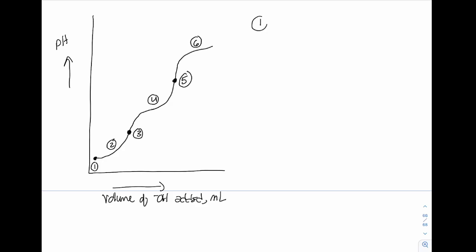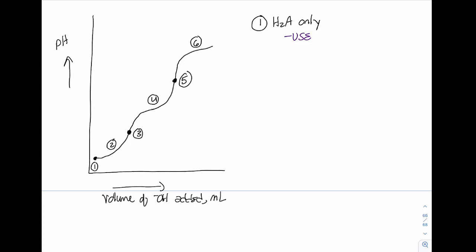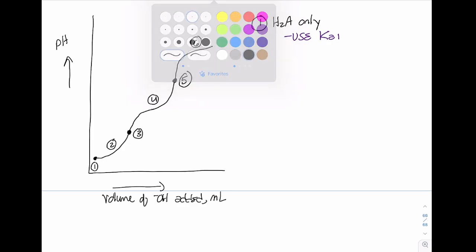So number 1, right? Number 1, all I have is H2A. So H2A only. And again, we're just looking at a diprotic acid. So you would calculate the pH as you would for any diprotic acid. Remember that first reaction was my principal reaction, so we can determine our pH using only Ka1. Right, my first reaction was that principal reaction.